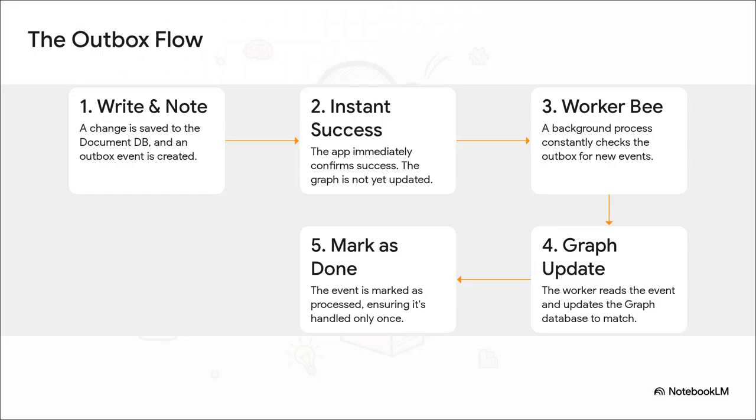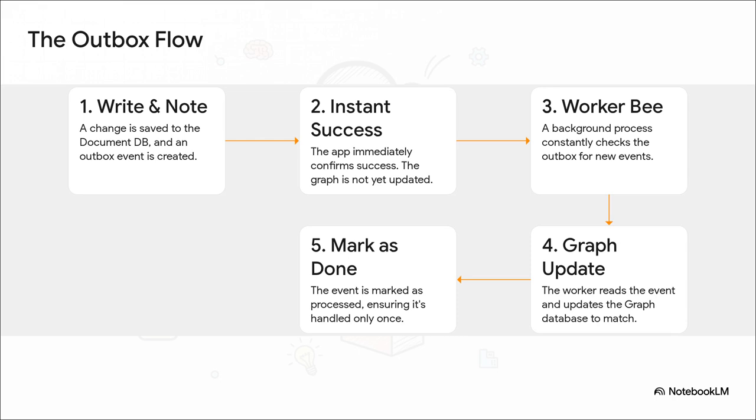This flow shows it perfectly. Step 1, the change and that to-do note get saved together. This is what engineers call atomic. It means it either all happens or none of it happens. You can't get one without the other. Step 2, and this is key, the user immediately sees a success message.